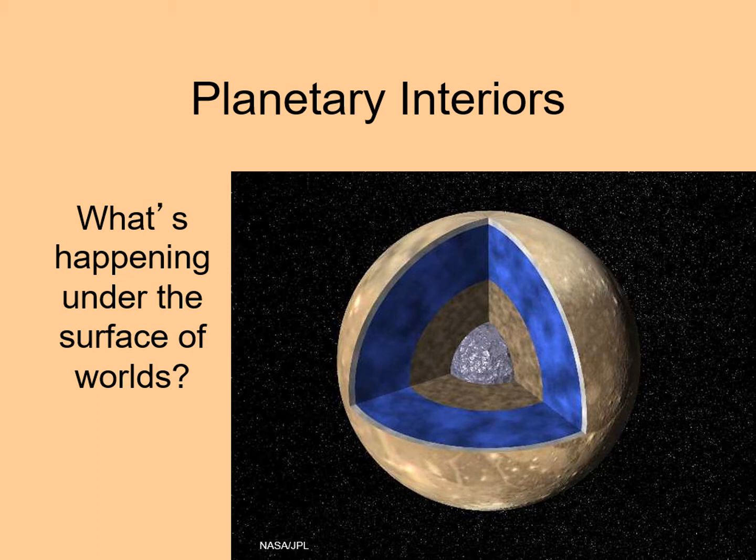As a result, these chapters are not divided up planet by planet, or even terrestrial versus Jovian. Instead, they go process by process. So to begin with, we'll look at planetary interiors, the stuff that's hidden beneath the surface.